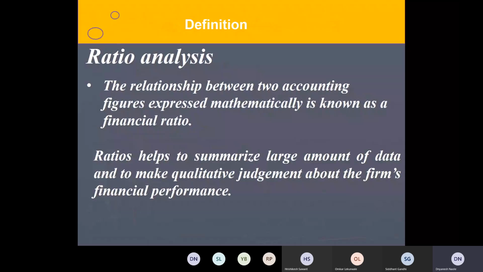Are you able to see the slide? Definition, ratio analysis. Yes, yes, sir. Yeah, the slides are moving quickly, I just wanted to confirm.